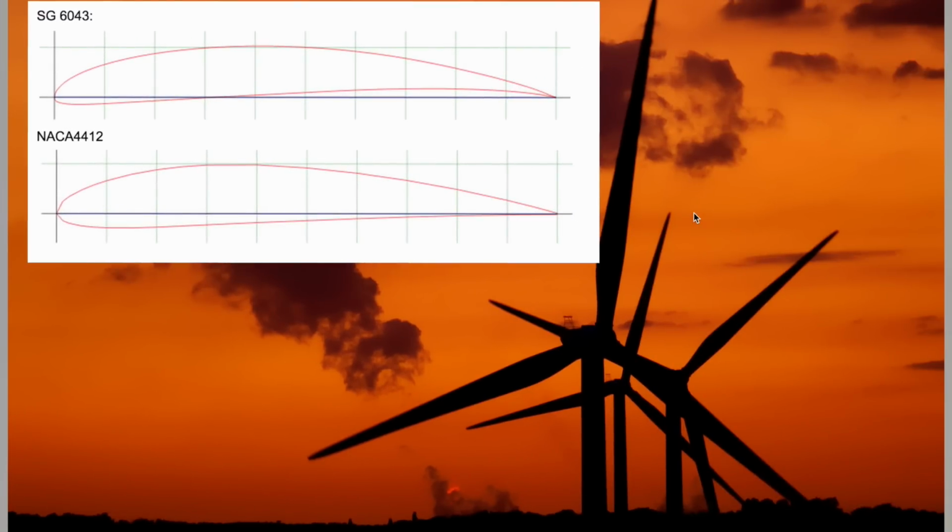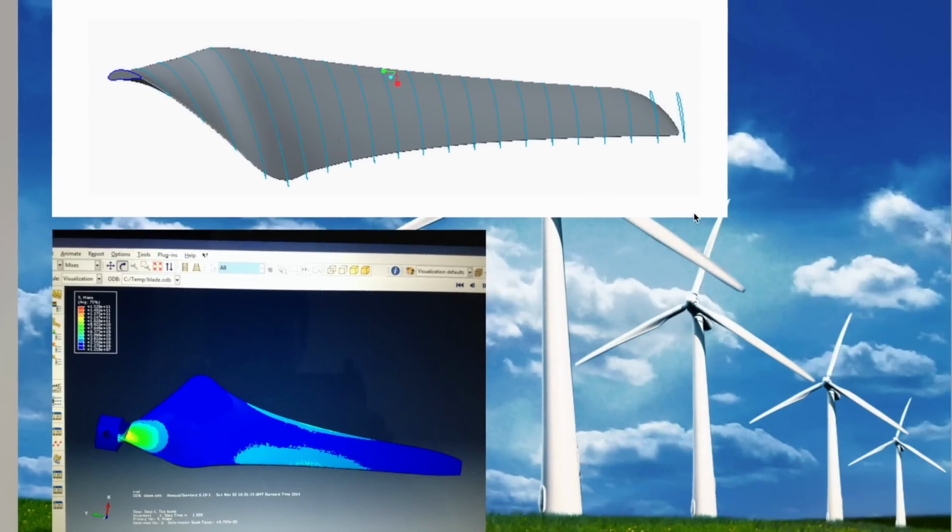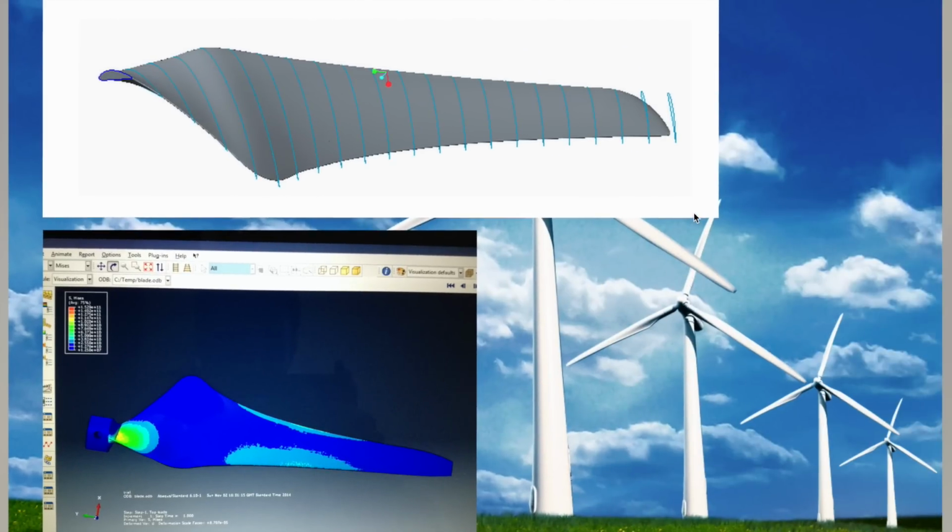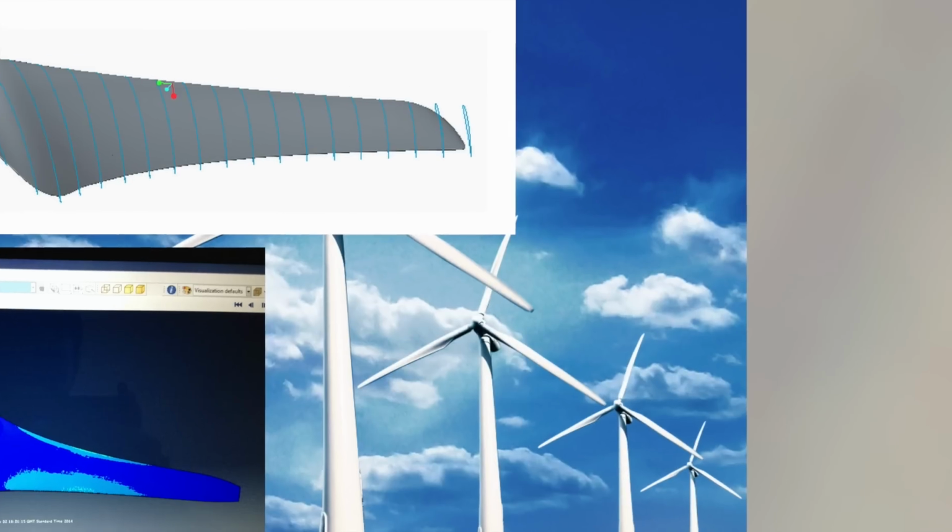NACA 4412 was chosen as the root of the turbine blade due to its larger cross-sectional area as compared to SG6043. This is done to increase the strength of the root. The final blade is as follows. And that's the design aspect of our turbine.